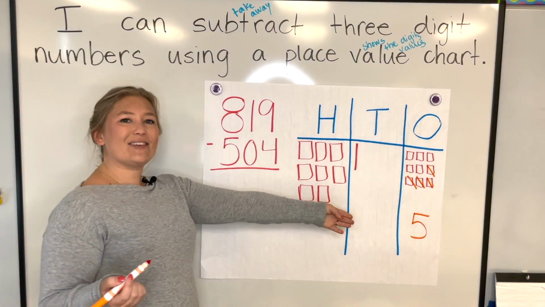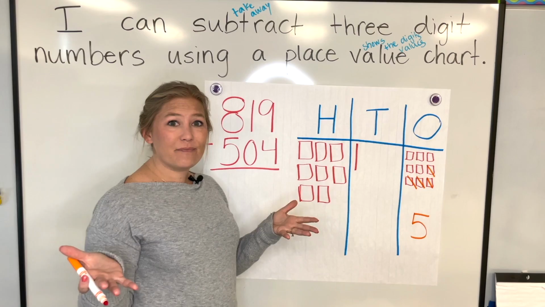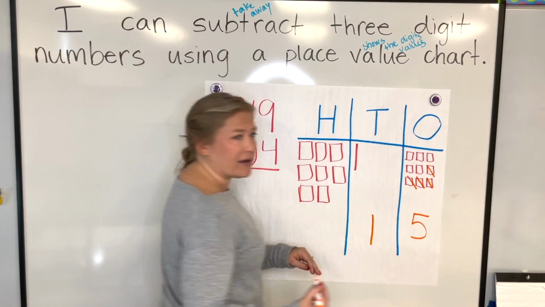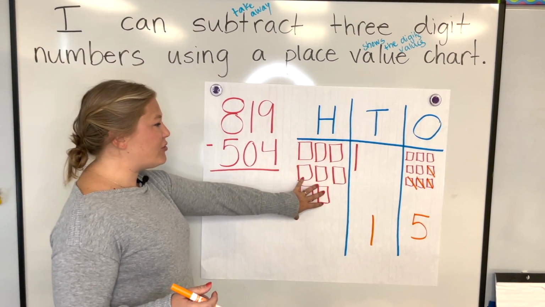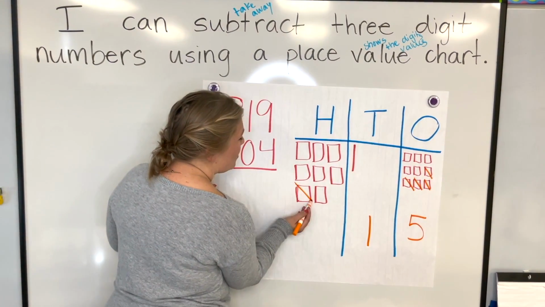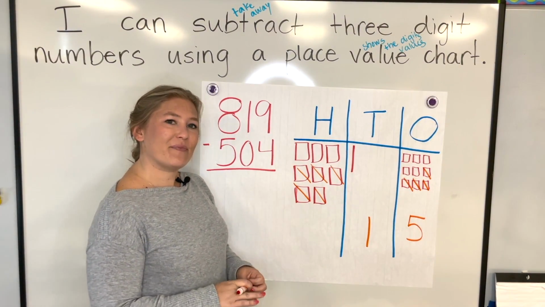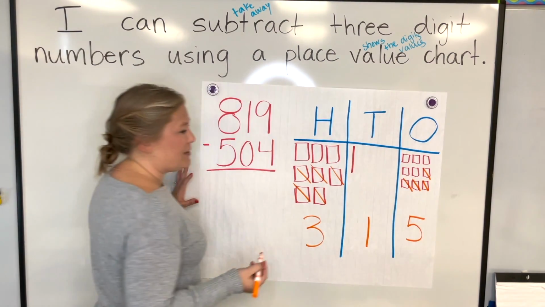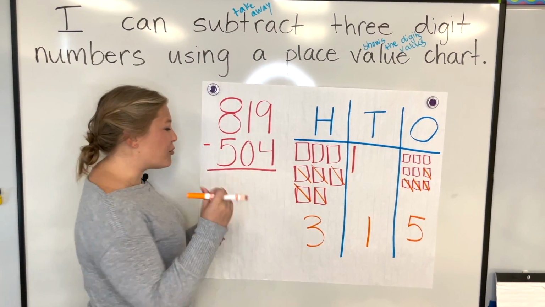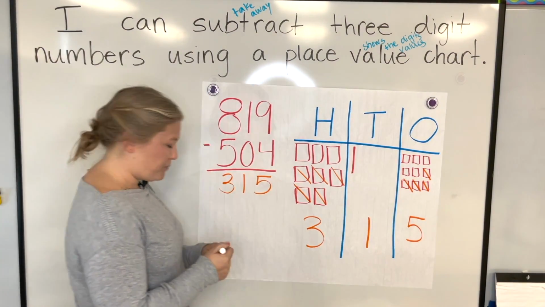I move to my tens column and I see a 0. So should I cross anything out? No way. We're just going to keep that 1 right there, and I know that we're going to have 110. All right. Move to our hundreds column and I see a 5. So I know I'm going to take away 5 hundreds. 1, 2, 3, 4, 5. How many do we have left? 3. So what's our answer to 819 minus 504? You're right, 315.